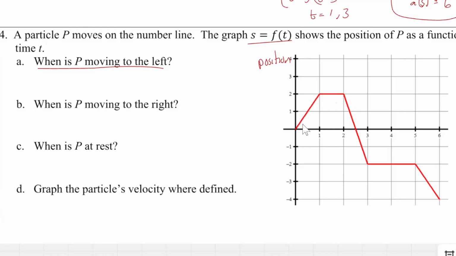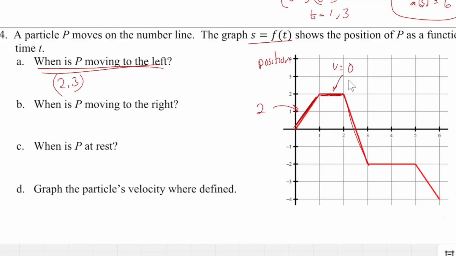So in this case, the velocity is the slope. For example, the velocity from 0 to 1 is 2. And here, what's the slope there? 0. And so on. When is P moving to the left? Well, that would mean the velocity is negative. So here I have a positive velocity. Here I have a negative velocity, so 2 to 3.